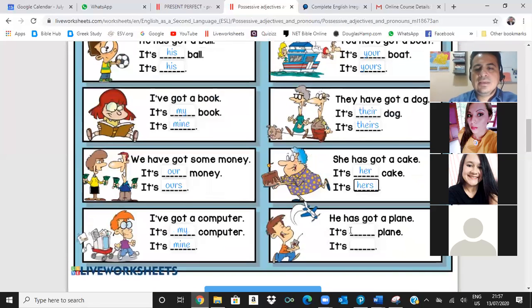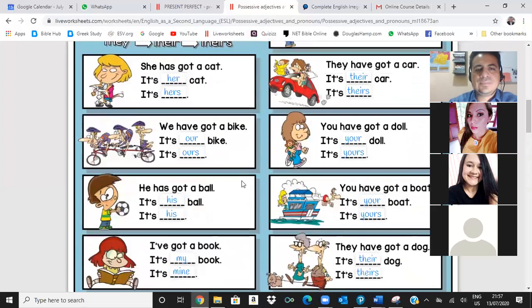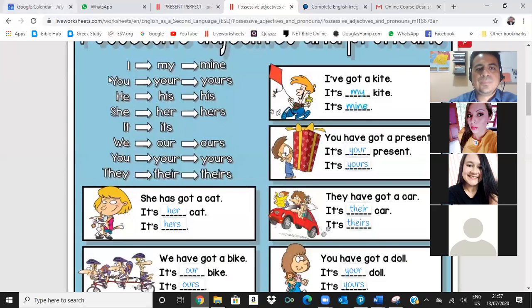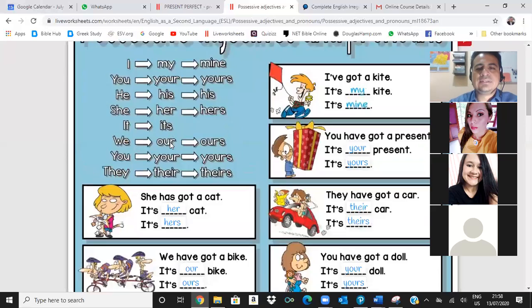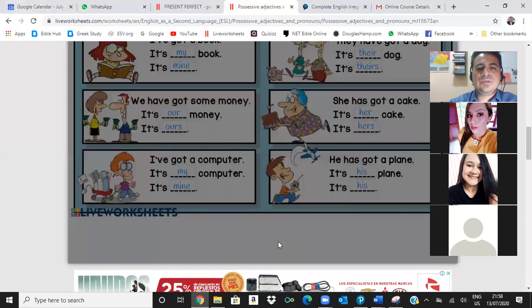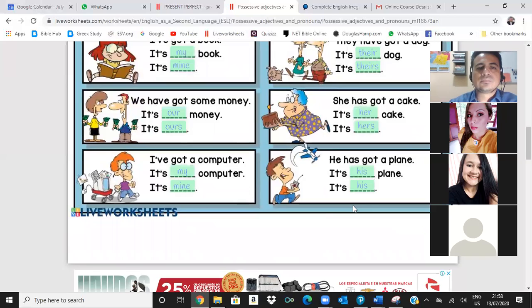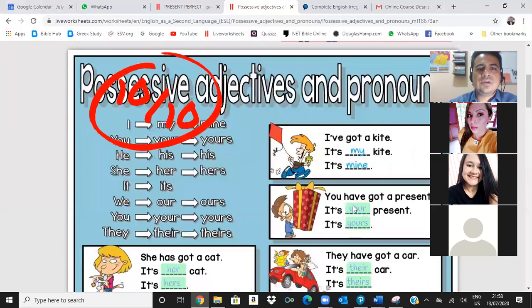And finally, he has got a plane. It's his. Este no cambia. His. Perdón. Ahí está. His. It's his. Ese no cambia, ¿verdad? Aquí está el plane. Sería igual para possessive adjective y possessive pronoun. Siempre es it's with the S. All right. Very good. I think we should be okay. Okay. Very good. 10 out of 10.